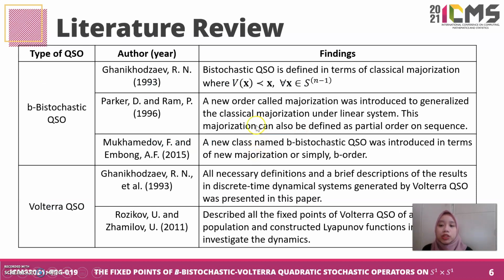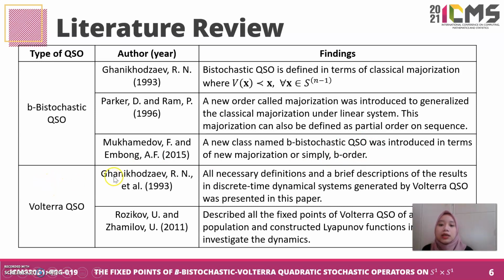Next is literature review, which includes B-Bistochastic and Volterra QSO, which is applied in this paper. In 1993, Kozov introduced B-Stochastic QSO in terms of classical majorization, where Vx is majorized by x for all x in Sn-1. In 1996, Parker and Ram introduced a new order called majorization to generalize the classical majorization under linear system. This majorization can also be defined as partial order on sequence. In 2015, Muhammadov and Mbong introduced a new class named B-Bistochastic QSO in terms of the new majorization, or simply called B-order.